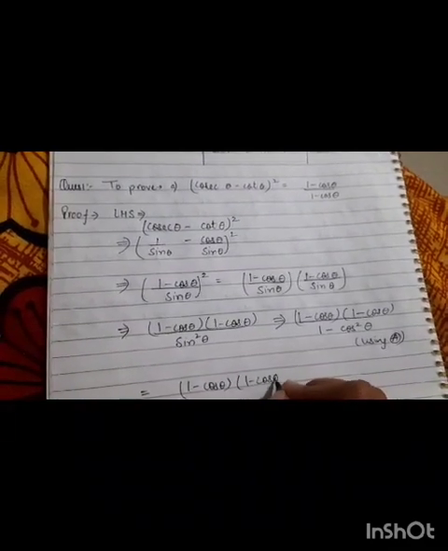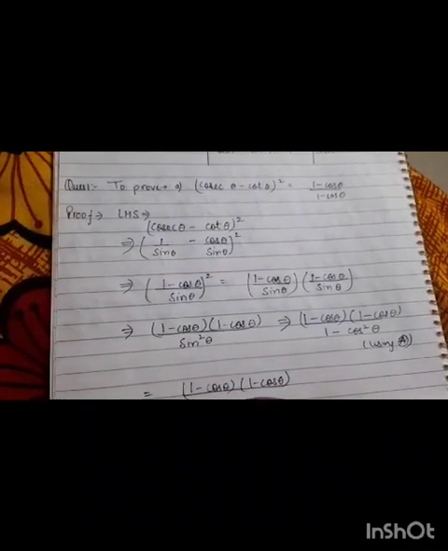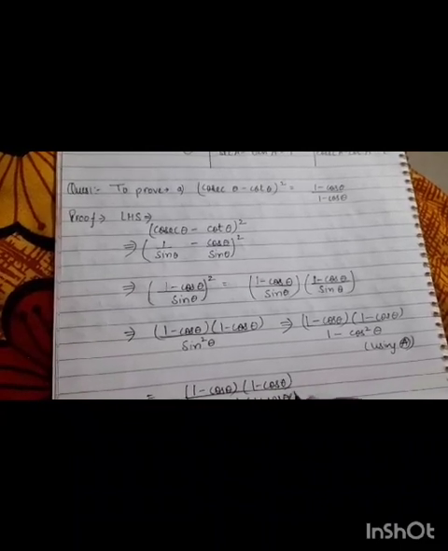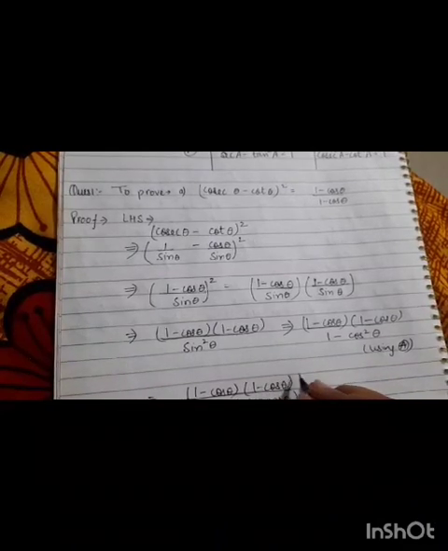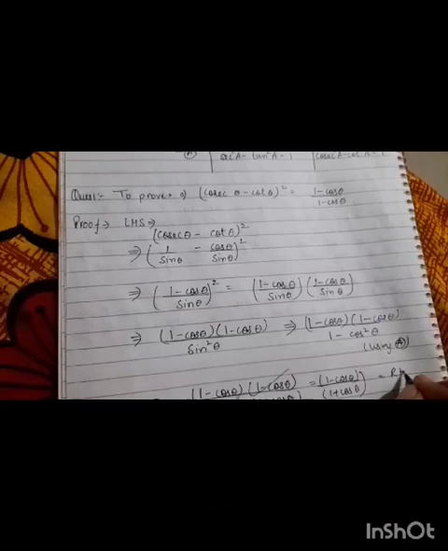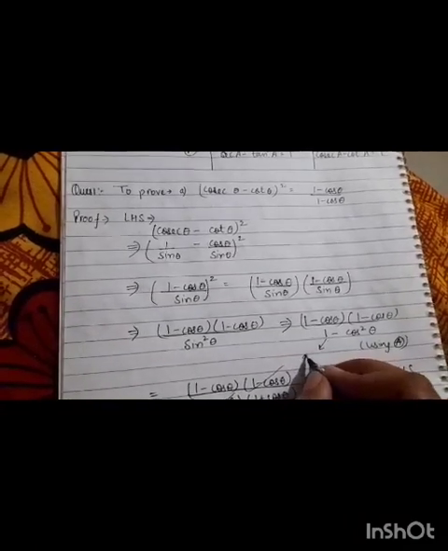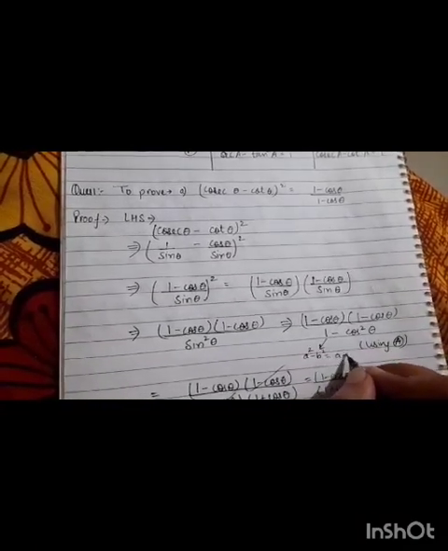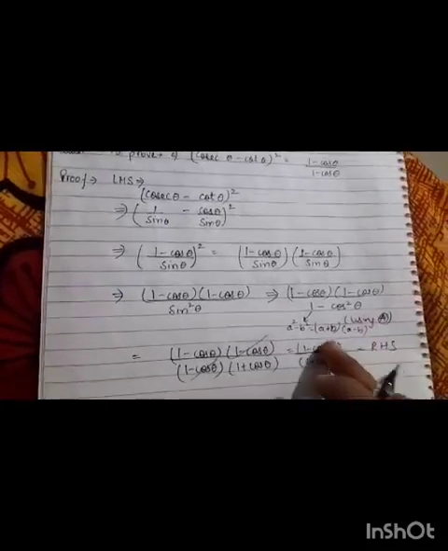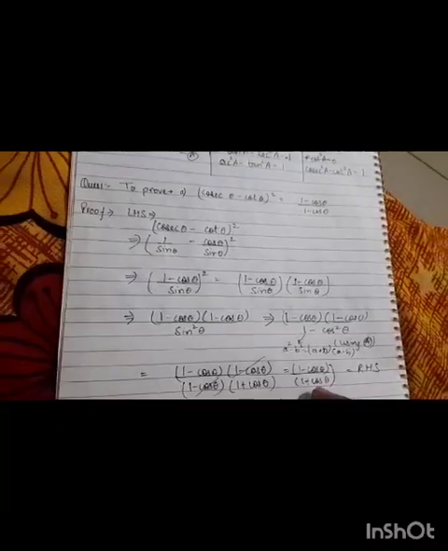We will use another identity from the quadratic identities we have learned, that is a square minus b square is equal to (a minus b) into (a plus b). So 1 minus cos square theta is (1 minus cos theta) into (1 plus cos theta). So (1 minus cos theta) and (1 minus cos theta) cancel out each other, and we are left with the RHS. This is the required answer.